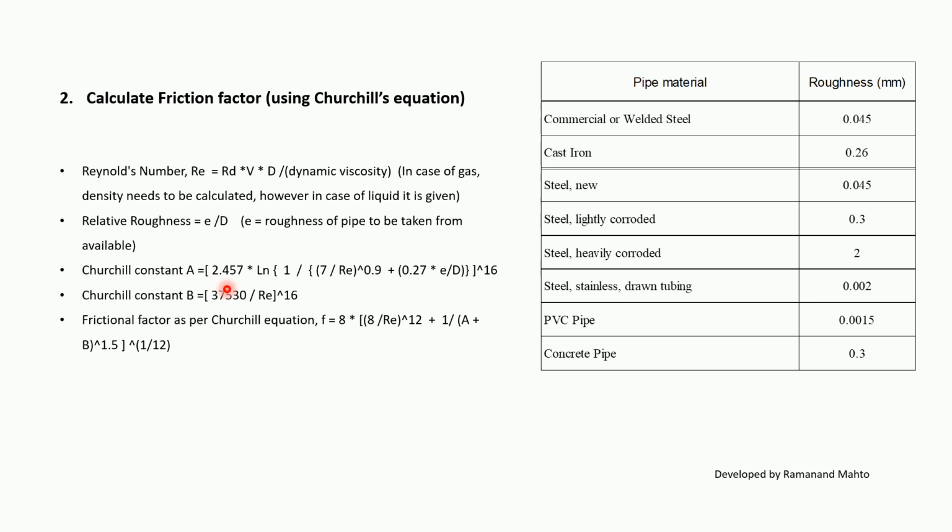Churchill equation A is calculated based on the Reynolds number and relative roughness, and Churchill equation B is calculated based on the Reynolds number. Once constant A and constant B are known, along with relative roughness, the Churchill equation can be used for the calculation of the friction factor, which is F is equal to 8 into [(8 upon Reynolds number) to the power 12 plus 1 upon (A plus B) to the power 1.5] to the power 1 upon 12.